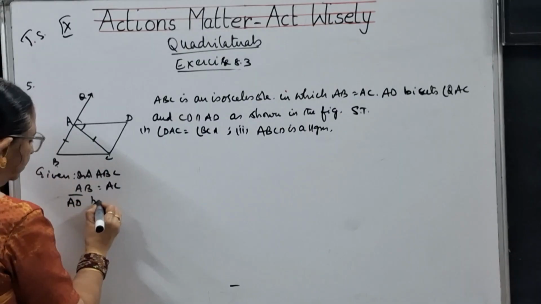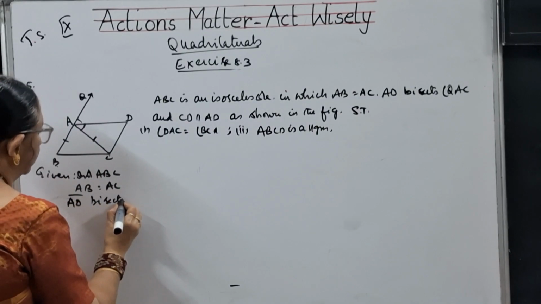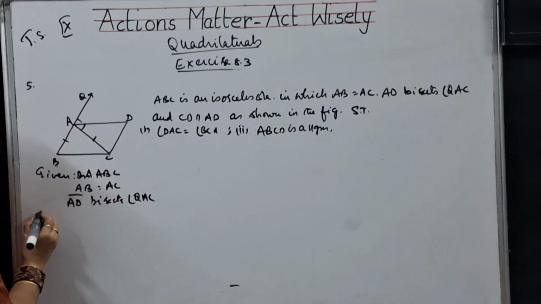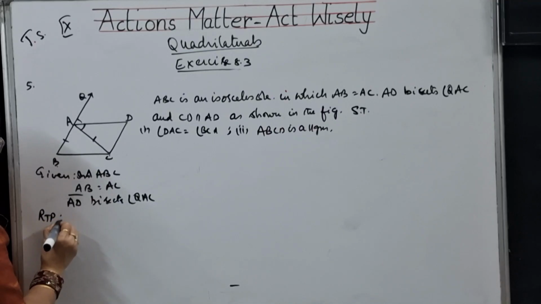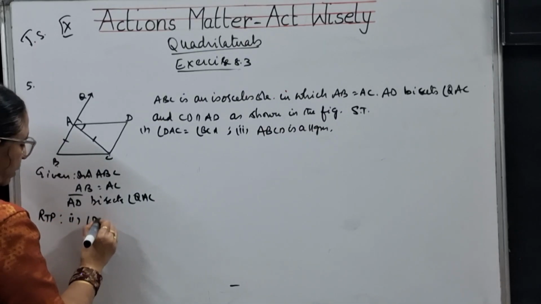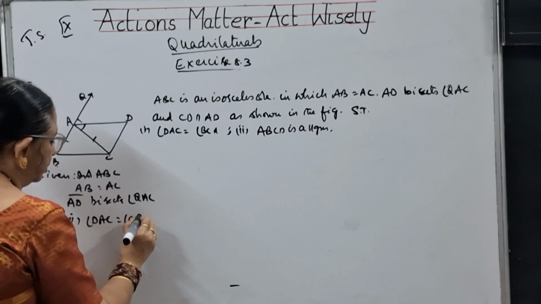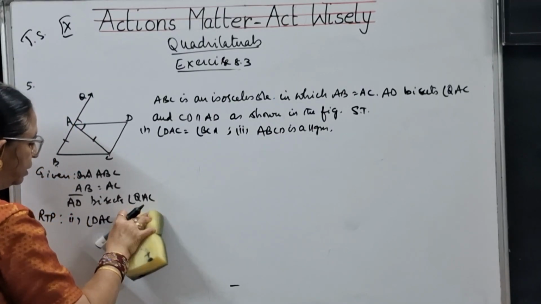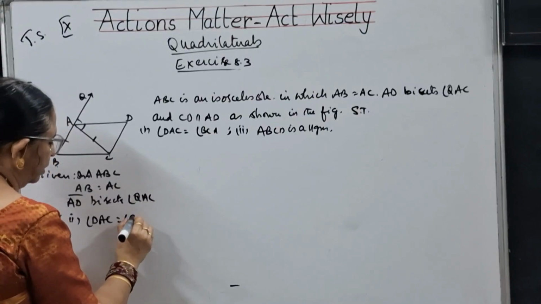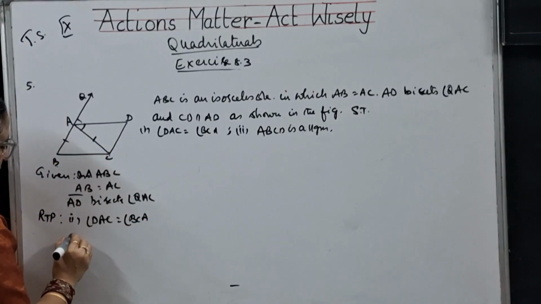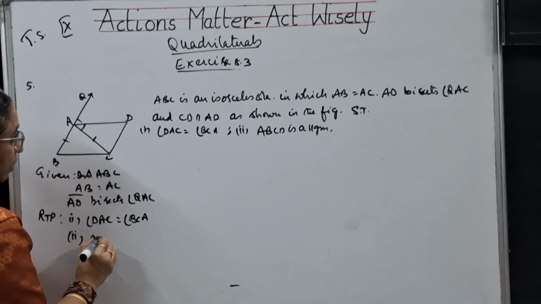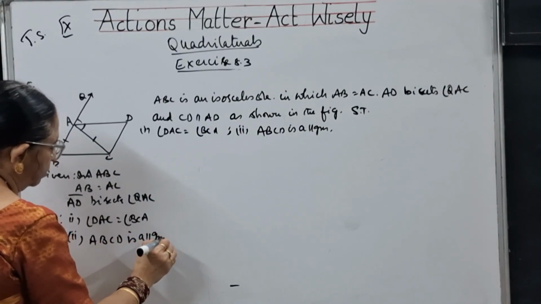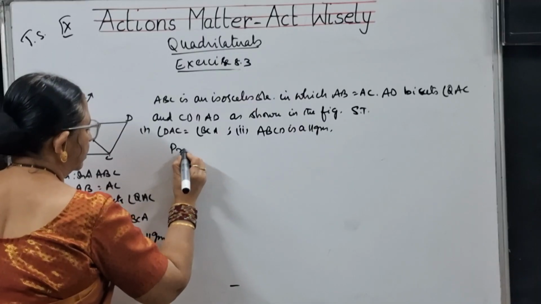AD bisects angle QAC. Now we need to prove what is RTP. We have to prove first, angle DAC is equal to angle BCA. And the second one, we have to prove that ABCD is a parallelogram. Now let us go for the proof.